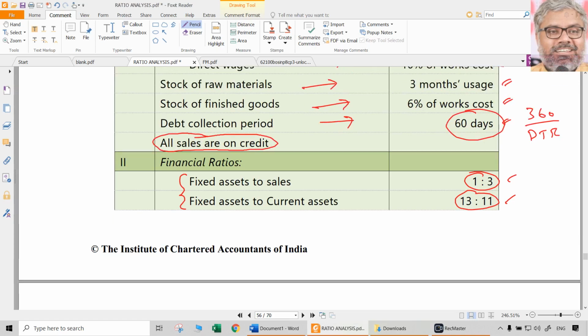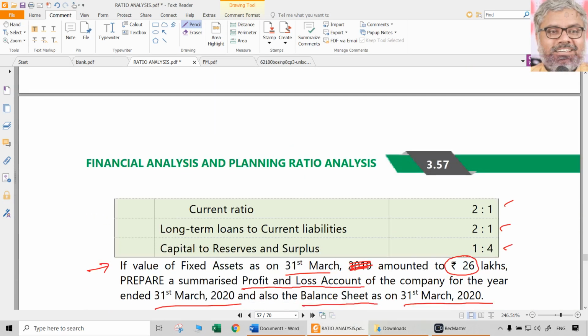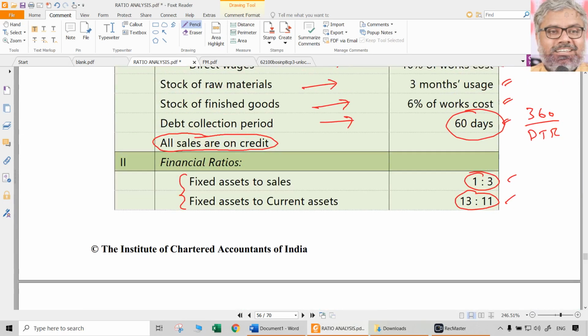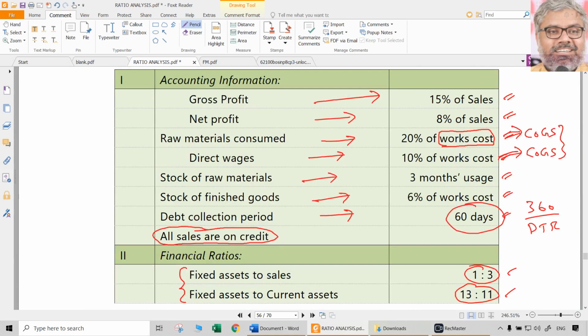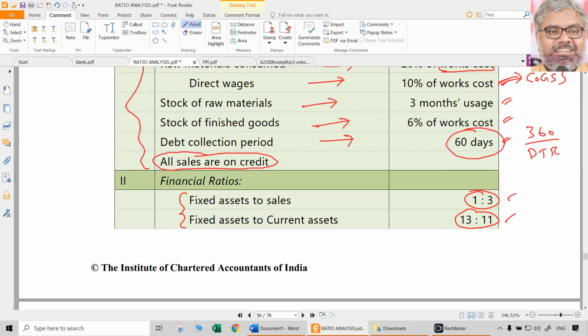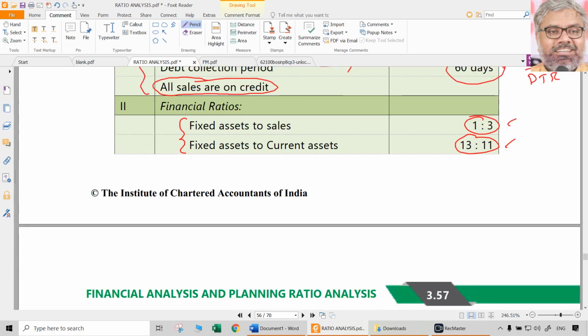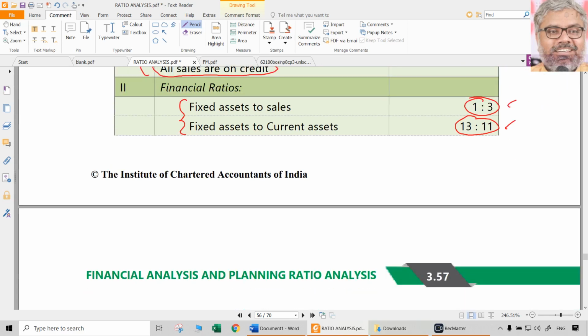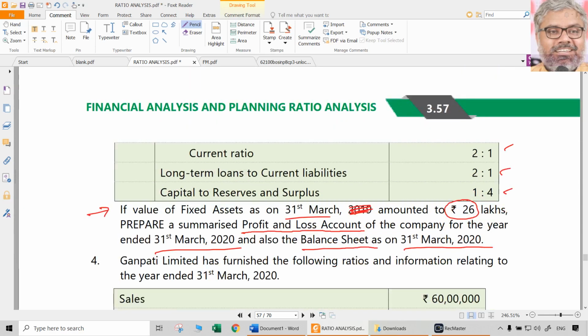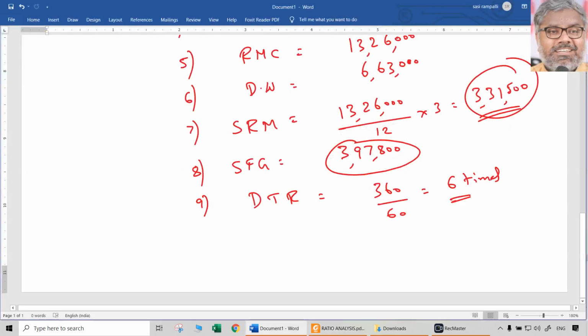Debtors and all, we will come to that. Anyway, this is the information that we have used so far. Each of them has been already used: gross profit, net profit, raw material consumed, direct wages, stock of raw material, stock of finished goods, debt collection period. All of them are used already, and all sales being credit sales is a basic assumption. Fixed assets to sales ratio was used, with which we found out sales, and we already found out current assets also. Now the time has come to extend this.